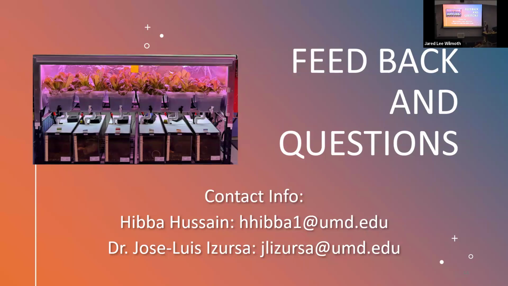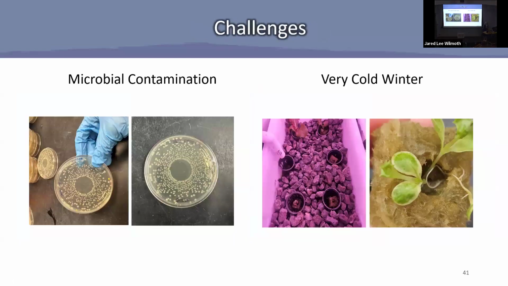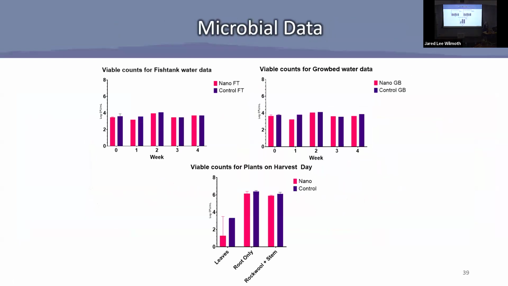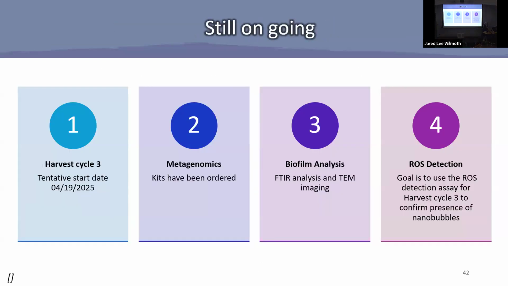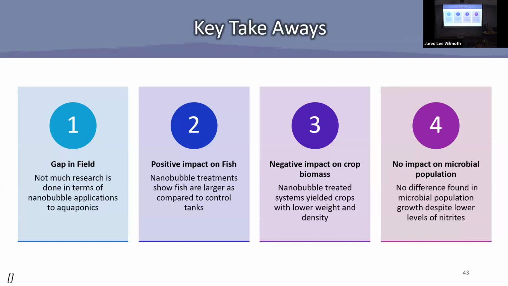I have a question. Yes. I think it was on the previous slide, on point 3. Actually, go forward a little bit. One more, please. Yeah, so nanobubble treated systems yielding crops with lower weight density. What's the explanation there? Do you have thoughts?